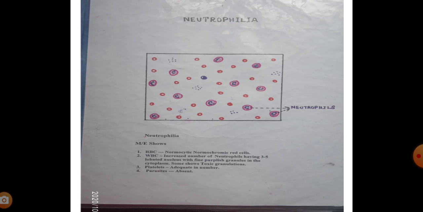When you have any infections like fever, you will have these toxic granulations. What are toxic granules? The granules are more hyperchromatic and you'll see vacuoles in the cytoplasm, and the platelets will be adequate, parasites will be absent.